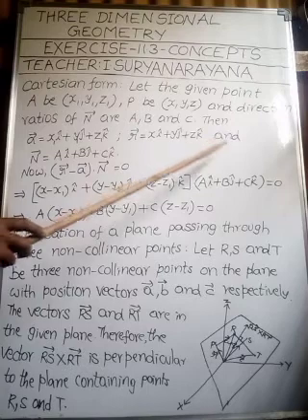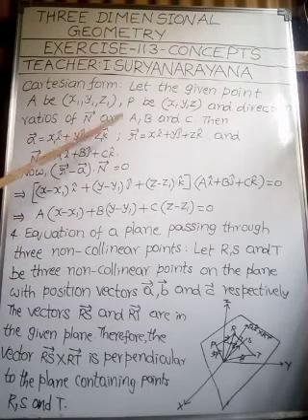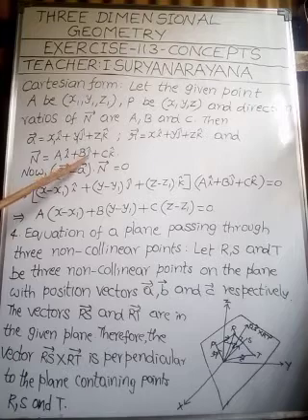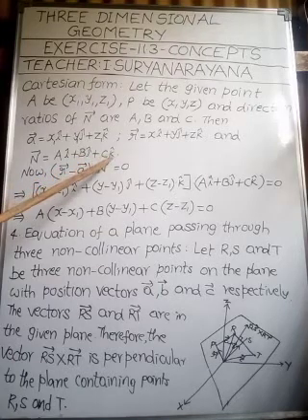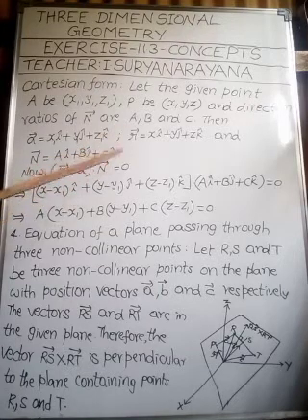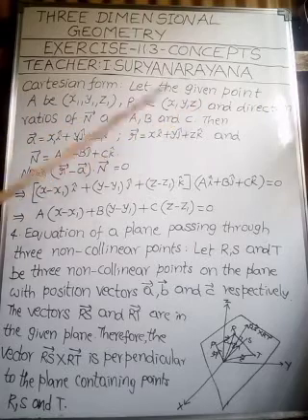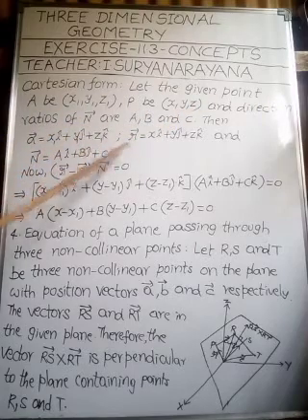Yes or no, my children? And this vector N bar can be written as capital A i cap plus capital B j cap plus capital C k cap. Okay, my children? We wrote these three points in the vector form, in the component form.